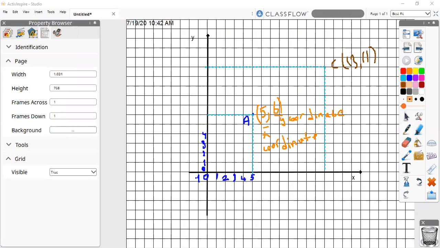Yes. Now let's solve our example. Our example is: draw a graph of the mapping x, x plus 4. Okay, let's do it.